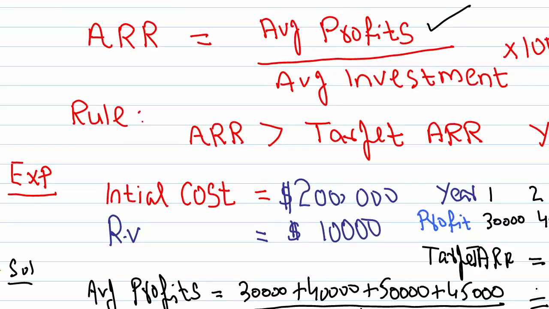Can you tell me? Yes, students. 30,000 plus 40,000 plus 50,000 plus 45 divided by 4. It will be 41,250.